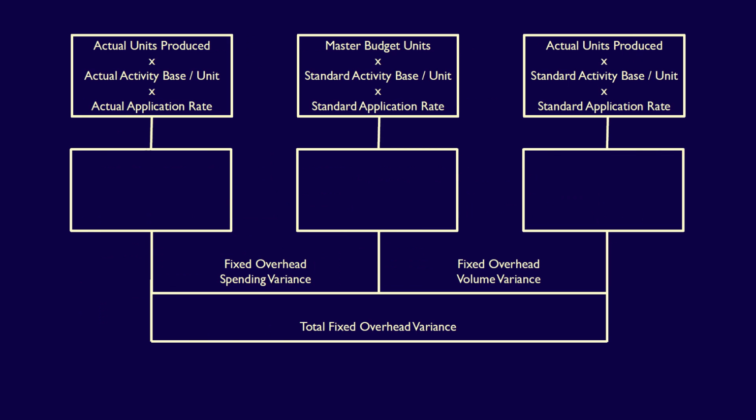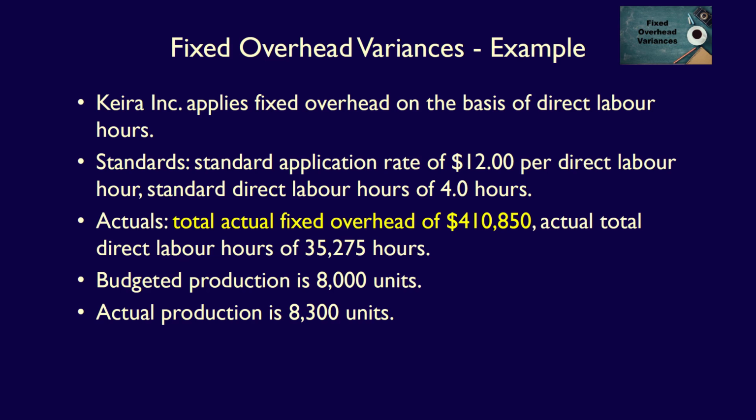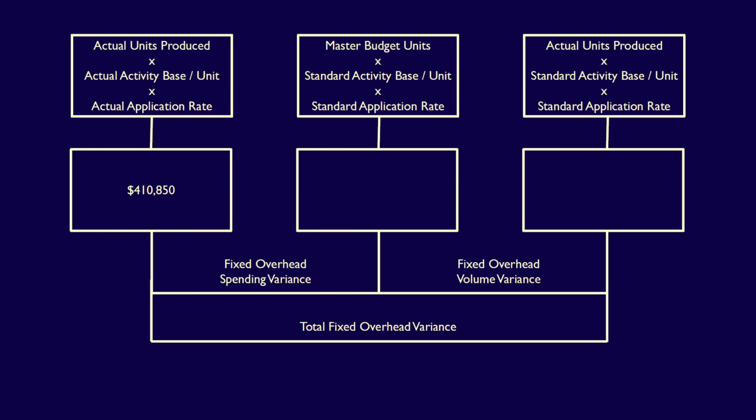We'll apply the information from the question to the formula. Starting on the left, the actual units produced multiplied by the actual activity base per unit multiplied by the actual application rate is equal to the total actual fixed overhead. We already have that information in the question. Total actual fixed overhead is $410,850, so we can simply add this into the formula without any calculations. We've placed $410,850 all the way on the left.